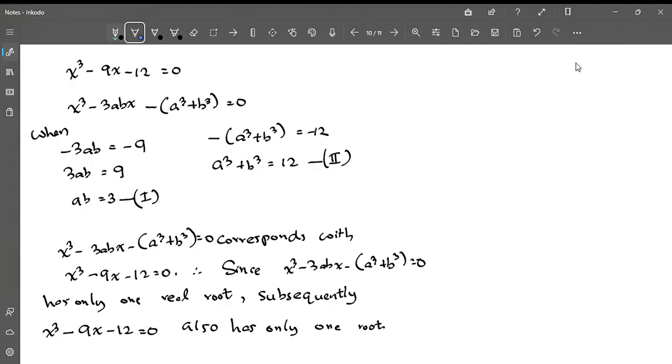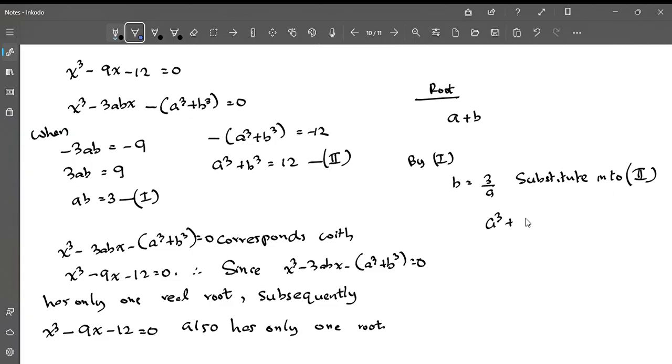What is that root? The root will be a plus b. Now if you can find a and b by using the simultaneous equations 1 and 2 and add them, you will get the root. By 1, you can say b equals 3 divided by a. Substitute into equation 2: a cubed plus (3 over a) cubed equals 12. So a cubed plus 27 over a cubed equals 12.